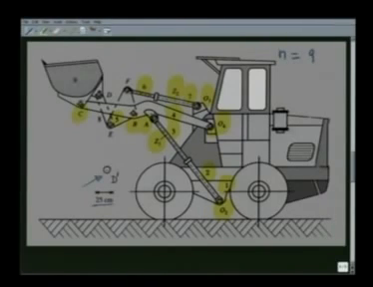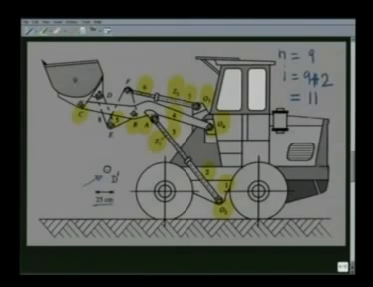Now, let me count the revolute pairs and prismatic pairs, that is J, the number of joints. What do we see? We have 1, 2, 3, 4, 5, 6, 7, 8, 9: 9 revolute pairs plus 2 prismatic pairs, that is at these 2 hydraulic actuators. So, total J is 9 plus 2, that is 11.